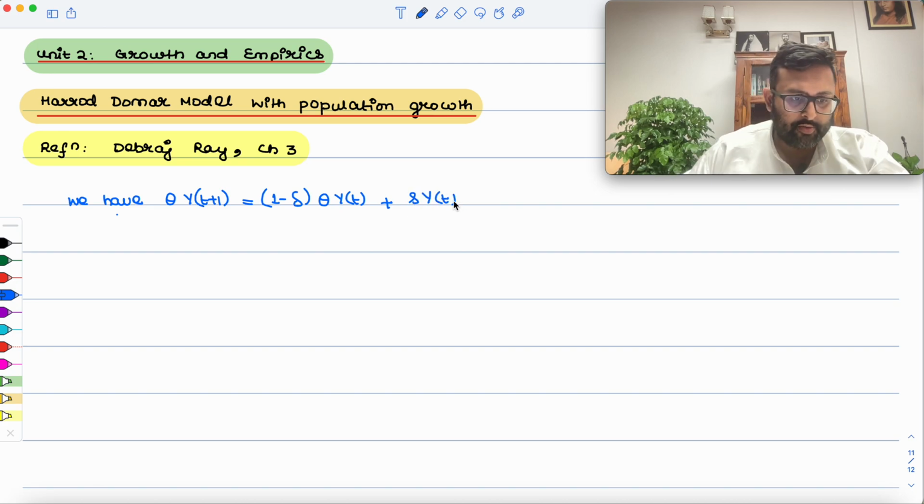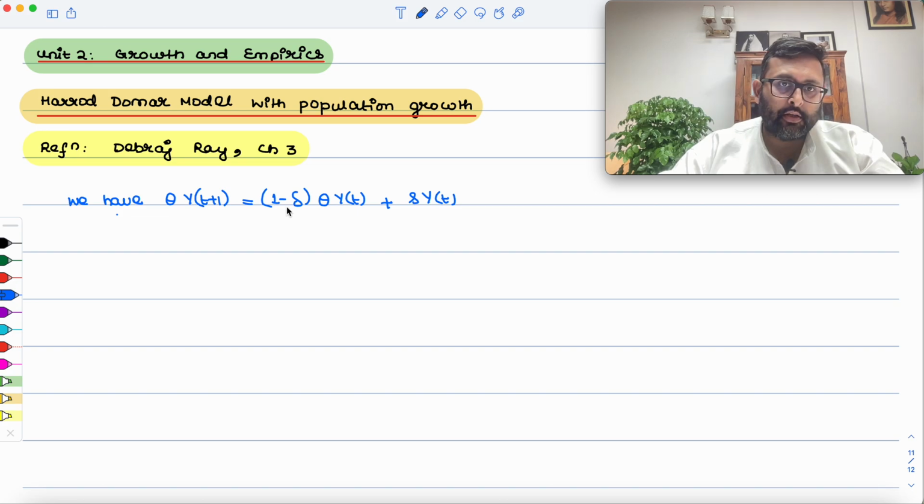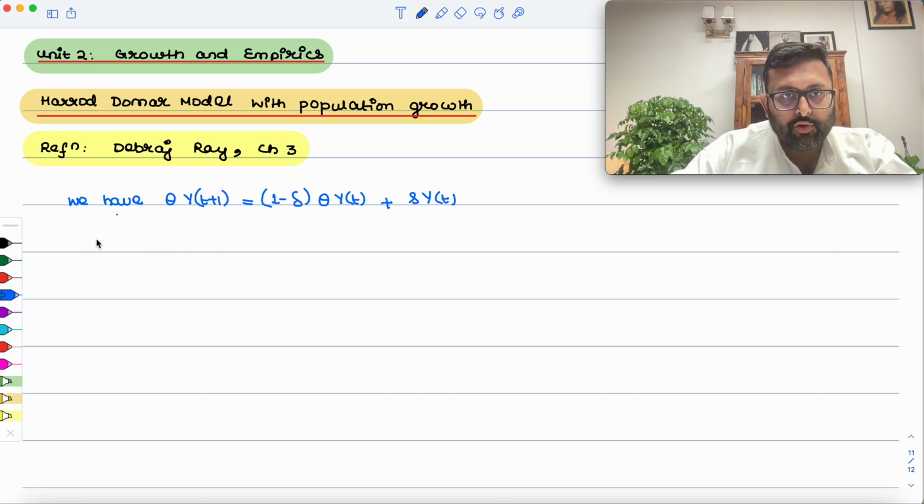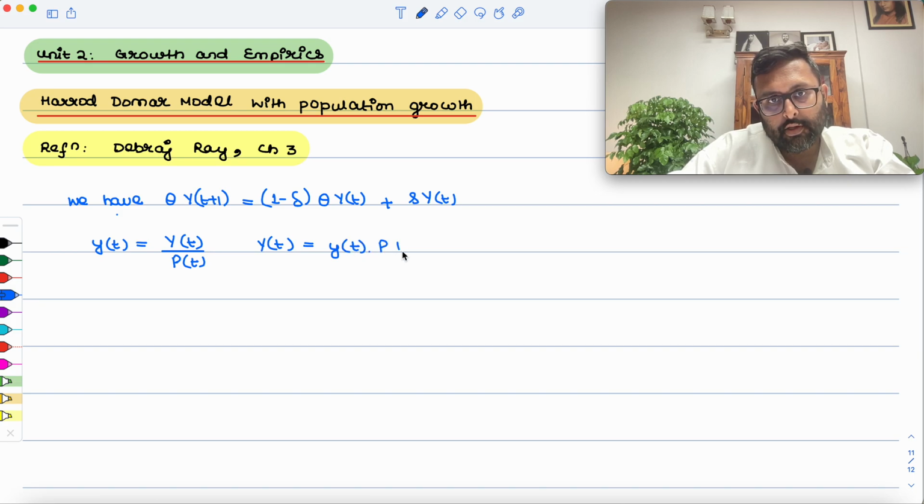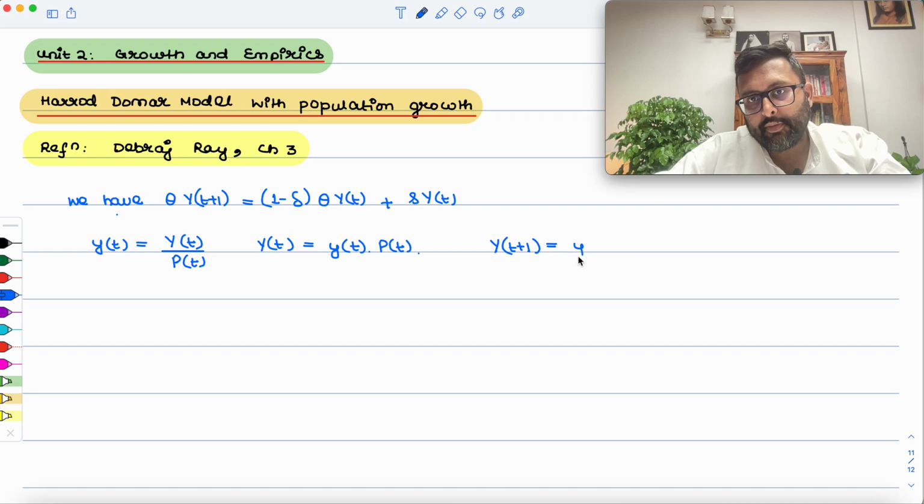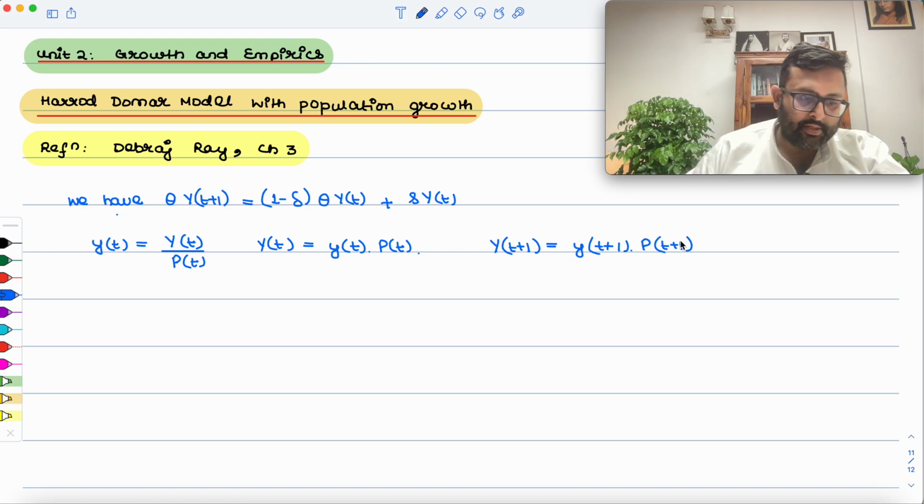So you might look at that recording. Capital Y_{t+1} is your output, GDP next period, and capital Y_t is GDP this period. If I want to write everything in terms of per capita output, small y_t is the per capita output or per capita GDP, which is capital Y_t upon P_t, real GDP upon population. So capital Y_t is small y_t into P_t, and capital Y_{t+1} is small y_{t+1} into P_{t+1}.